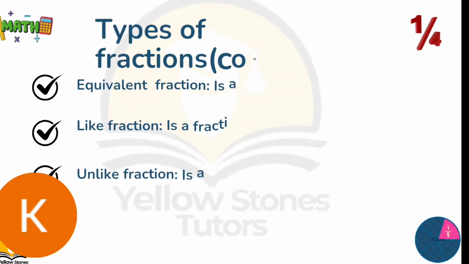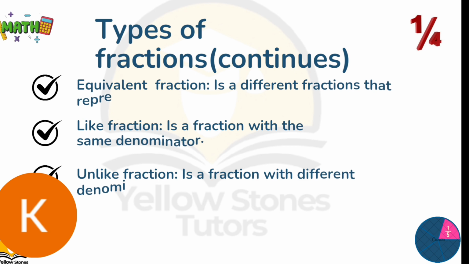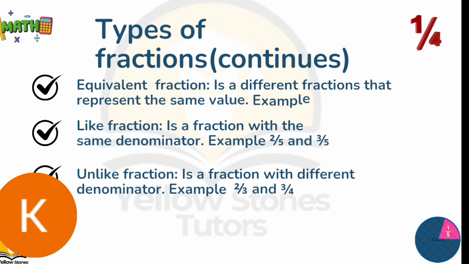The next type of fraction is equivalent fraction. Equivalent fractions are different fractions that represent the same value. Example: 1 over 2 and 2 over 4 is a good example of equivalent fraction. Move to the next one, which is like fraction.